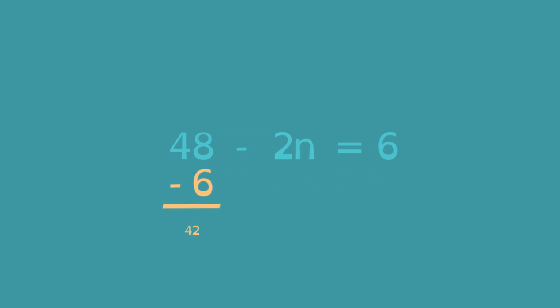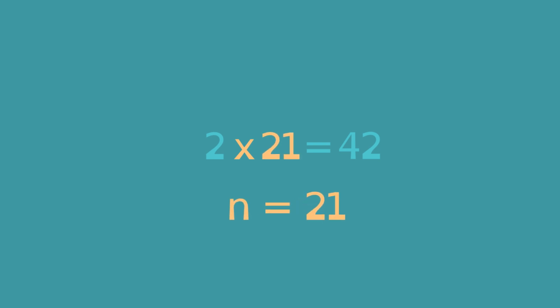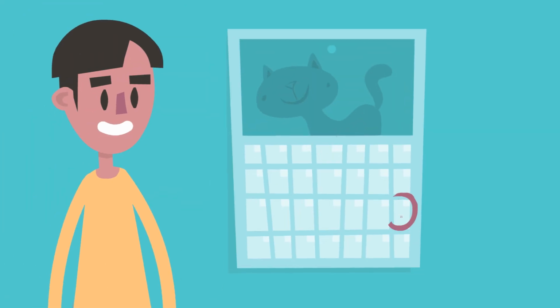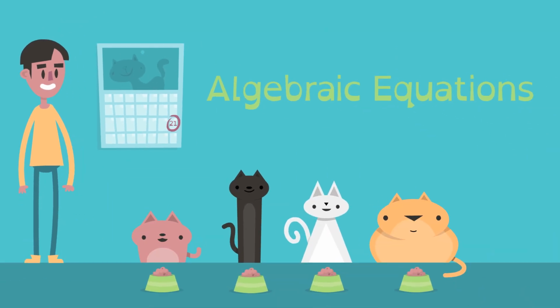48 minus 6 is 42, which means 2n is 42. Since 2 times n equals 42, 2 multiplied by something must equal 42. That something is 21, so n is 21. Jason knows he needs a new bag of cat food in 21 days, thanks to algebraic equations.